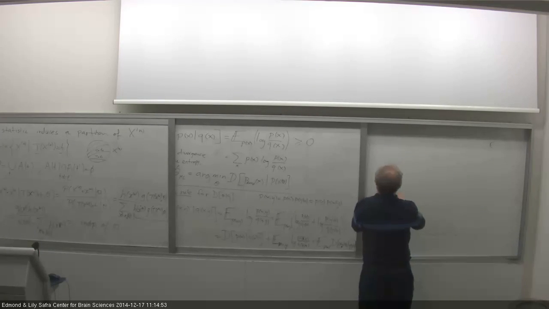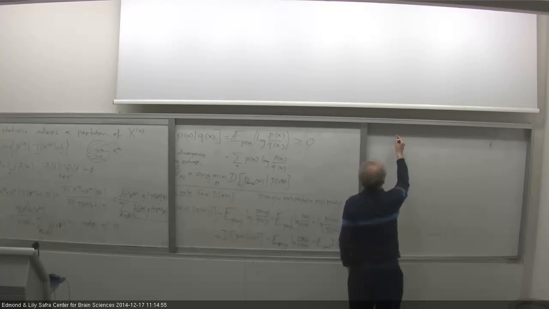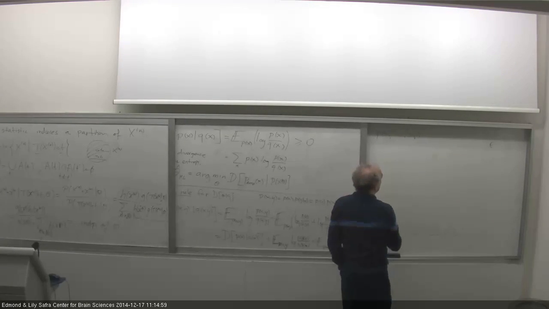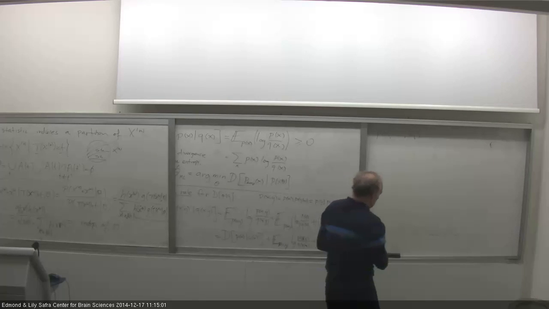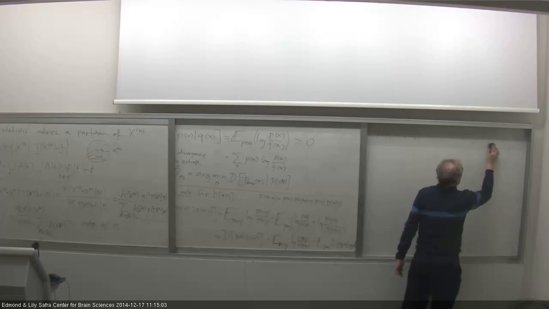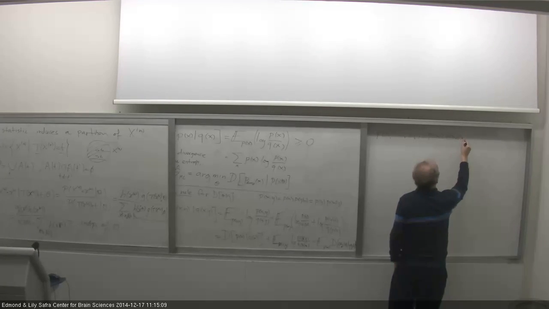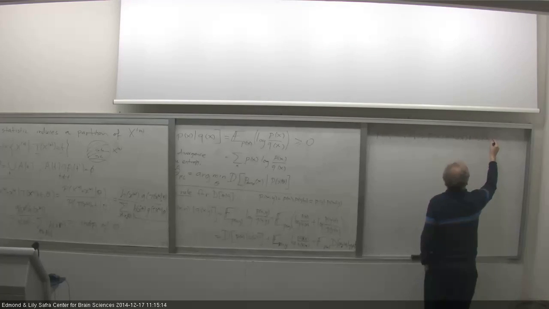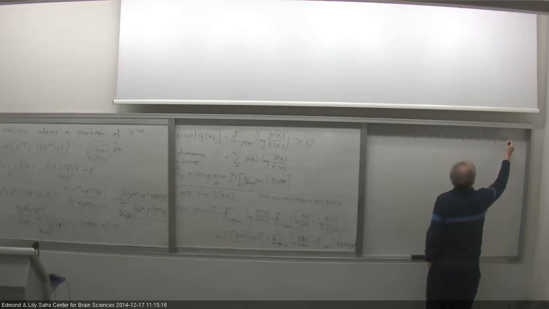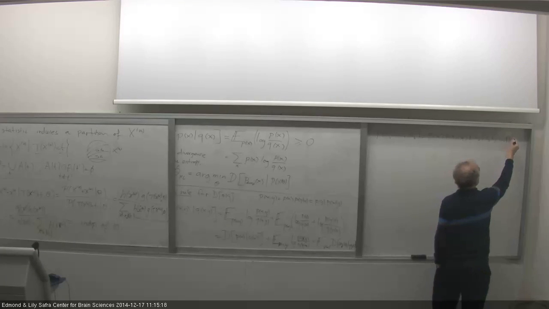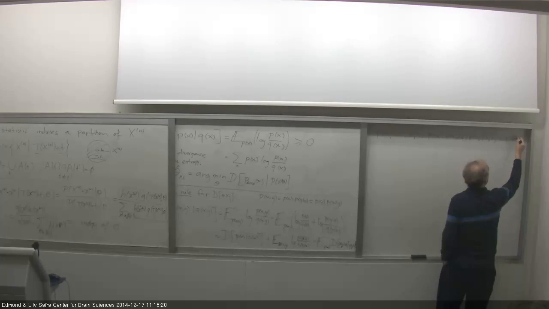So if you have x1, x2 to xn, and you have some joint distribution of them, which is the assumption we always make, this can always be written as px1 times px2 given x1 times px3 given x1 and x2, and so on. Up to the last one, conditional on all the others.